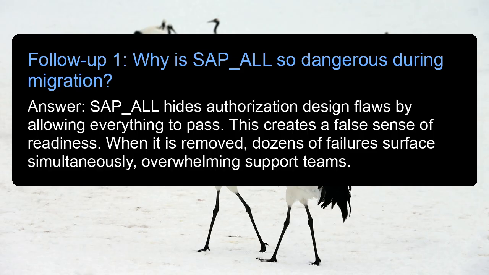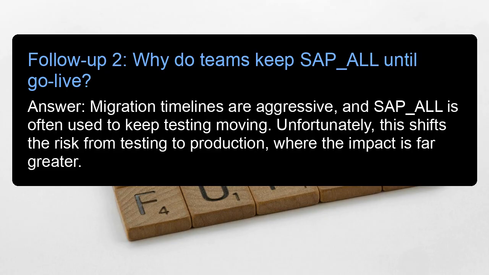Follow-up 1. Why is SAP_all so dangerous during migration? Answer: SAP_all hides authorization design flaws by allowing everything to pass. This creates a false sense of readiness. When it is removed, dozens of failures surface simultaneously, overwhelming support teams. Follow-up 2. Why do teams keep SAP_all until go-live? Answer: migration timelines are aggressive, and SAP_all is often used to keep testing moving. Unfortunately, this shifts the risk from testing to production, where the impact is far greater.